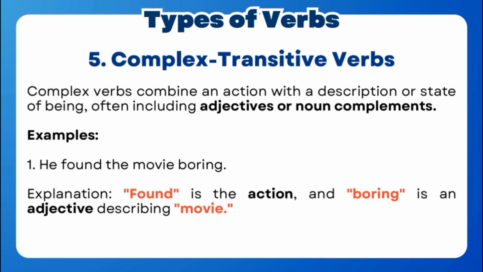Next, we have complex transitive verbs. These verbs combine an action with a description or state of being, often including adjectives or noun complements. Now, in the given example, we have here in the sentence, he found the movie boring. Found here is the action, and boring is an adjective describing a movie.